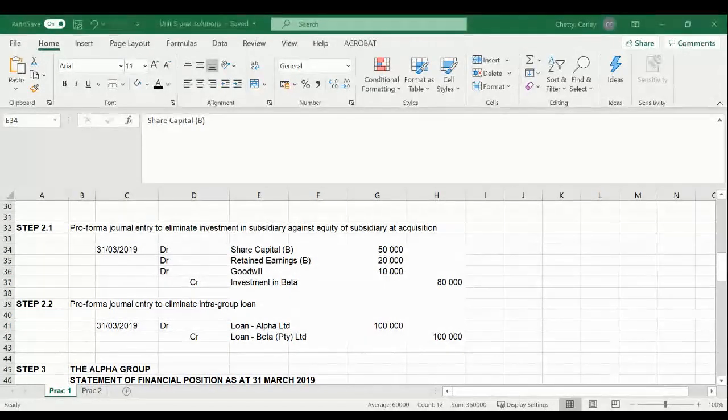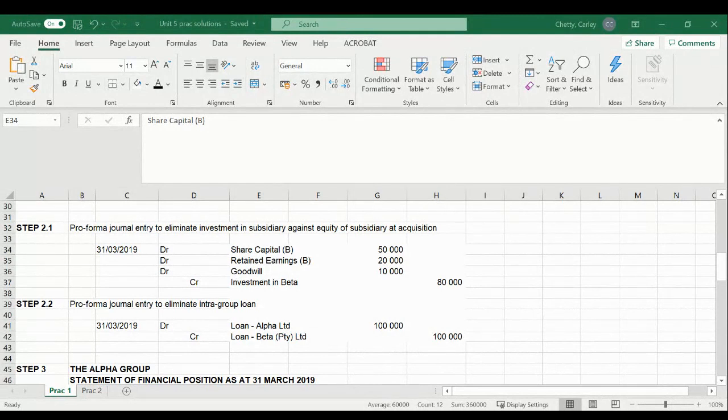And it is only in the consolidated financial statements that these pro forma journal entries will be processed. This will not affect the individual financial statements. So separate financial statements will still be prepared for Beta separately and Alpha separately. But when we're looking at the consolidated financial statements, these are the pro forma journal entries that will be passed. So we have eliminated the equity in Beta, and we have also eliminated the investment in Beta.